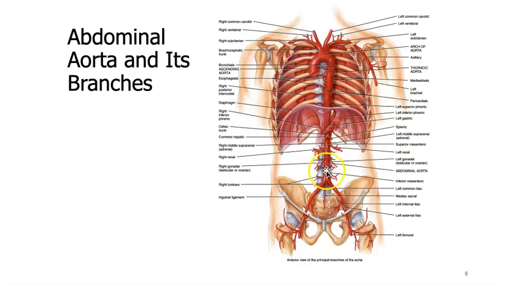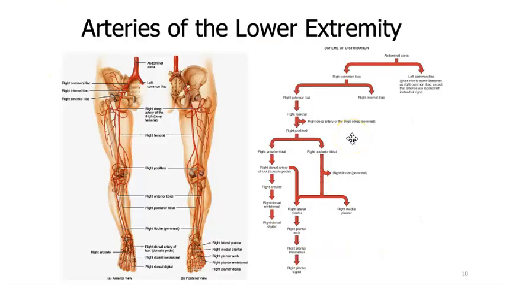And then here's that inferior mesenteric artery. Again, that's the last main branch off the abdominal aorta before it splits to take blood to our left and right leg. Okay, so let's just talk about those arteries of the lower extremity real fast.